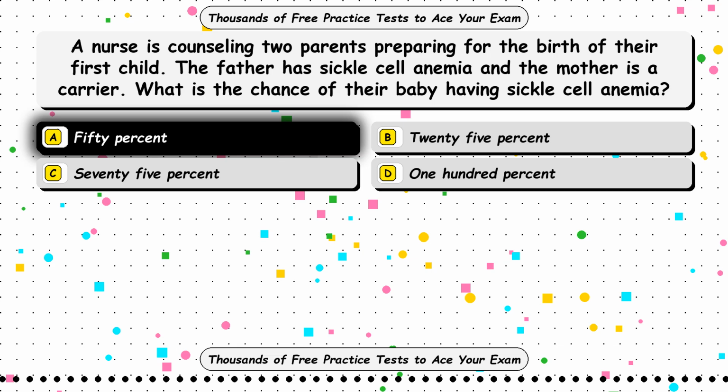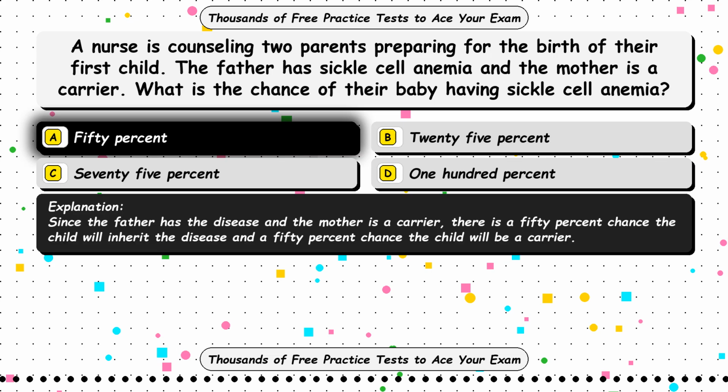The correct answer is option A, 50%. Since the father has the disease and the mother is a carrier, there is a 50% chance the child will inherit the disease and a 50% chance the child will be a carrier.